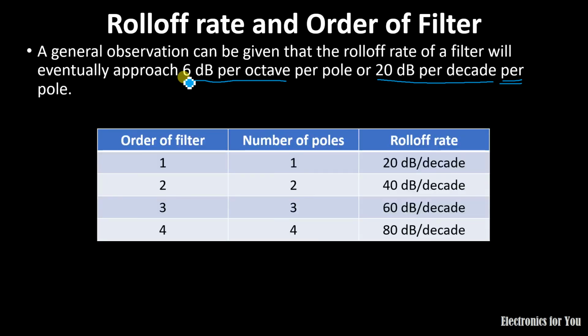Therefore, we can have this relationship as we are saying that for general purpose filter, order and poles are the same concept. So 1, 2, 3, 4 like that they are having order, and here the roll off rate is 20 dB per decade for first order filter. Then for second order filter it is 40 dB per decade. For third order it is 60 dB per decade, and for fourth order filter it is 80 dB per decade. Thus it is having the relation 20 times n, where n is either the pole or the order of the filter.